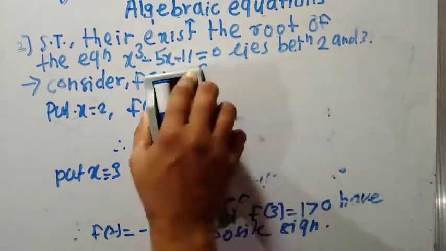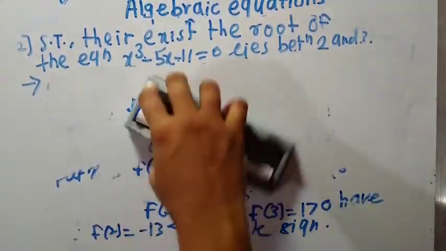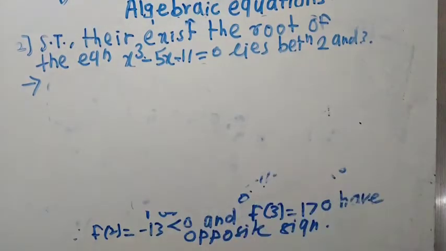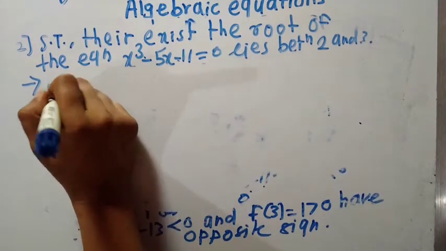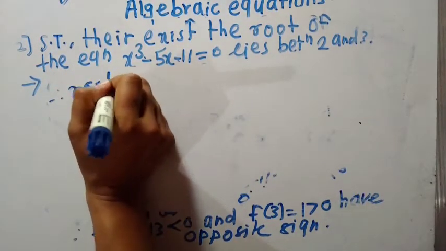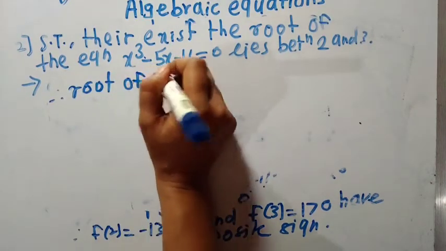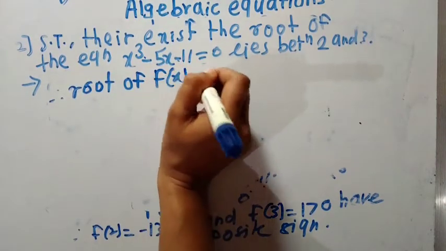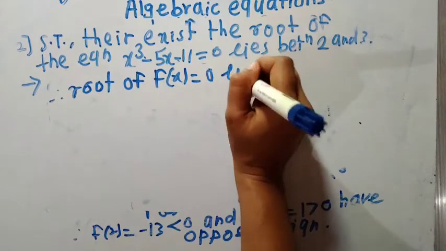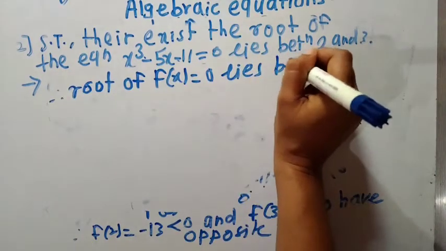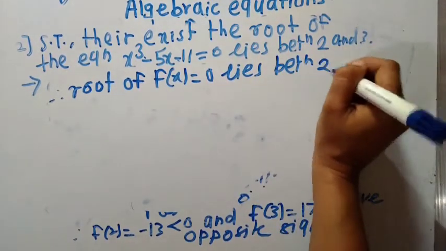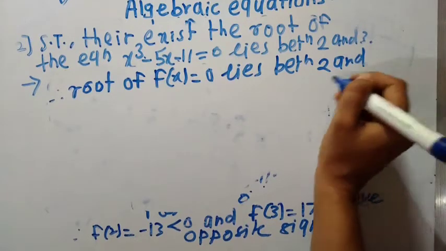Opposite sign means root exists. Hence root of f of x is equal to 0 lies between 2 and 3.